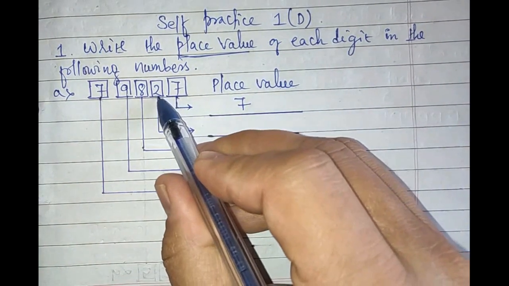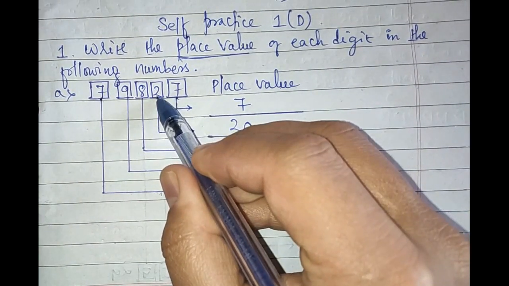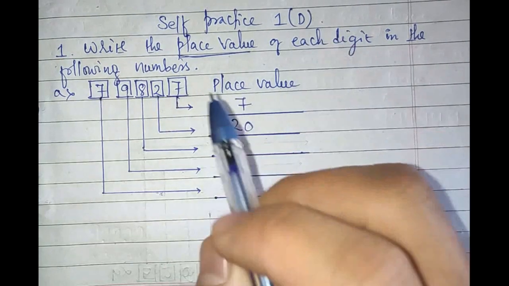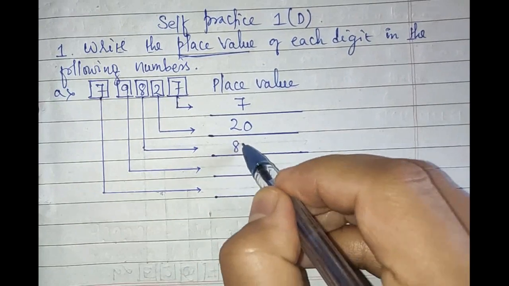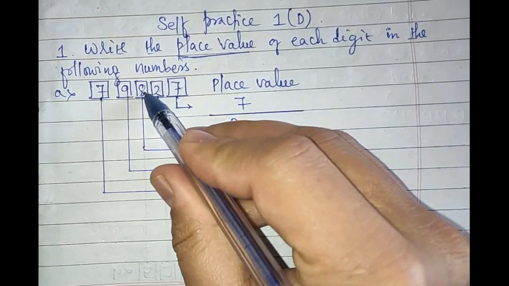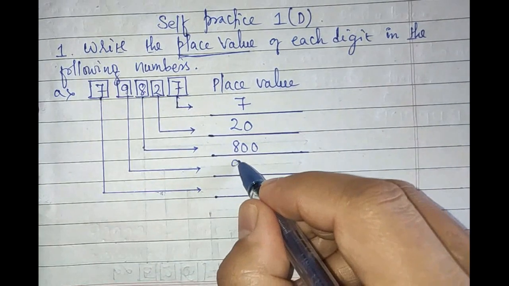What is the place value of 2 here? 20, because it is in the 10's position, or the 10's place. You remember. So 8 is in the 100 position, that's why 800. 1's, 10's, 100's, and 9 is in which position? It is in the 1000 position, that's why 9000.